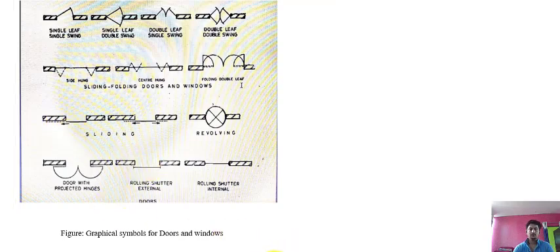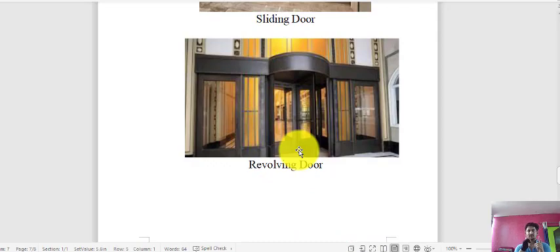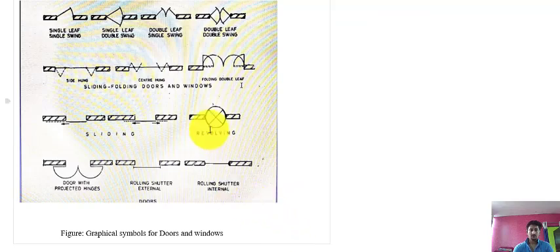Now comes revolving doors. Revolving doors are of this type, where there are four panels stuck together and it can revolve, and a person can pass from here. It is a revolving door. Now the symbol for a revolving door is like this.